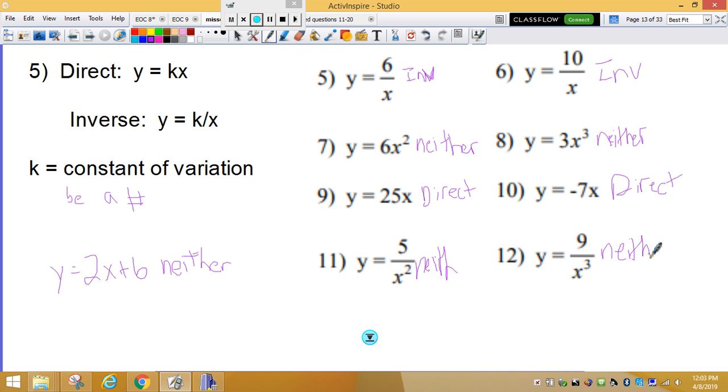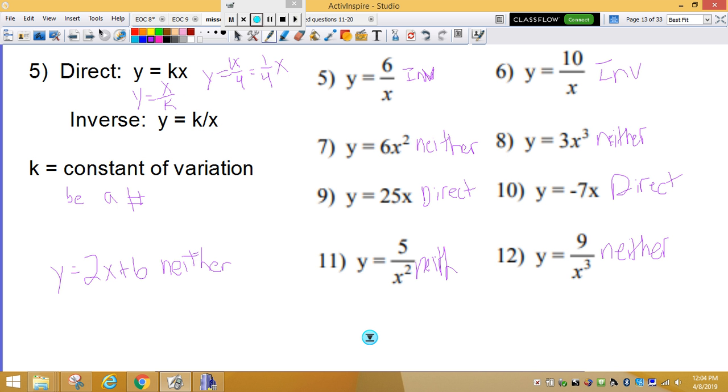Another example I did not put on here that you need to know. Direct variation could also be x divided by a number, like x divided by 4, because we can rewrite this. There's a 1 here. So we could write that as 1/4 x. So then they are actually multiplying. It's just 1/4 times x. So what I want you to take away is that for direct, could also be x divided by k. So k is in the denominator. If there's a number in the denominator and the x is on top, then that means it is direct.